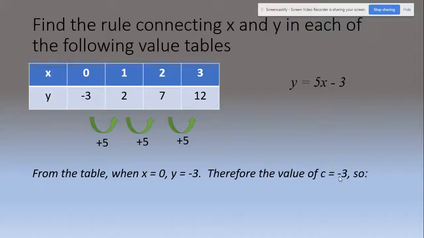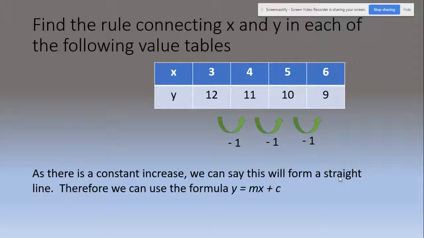Let me show you a little bit of a different one. In this one, there's a constant increase here. So you can see 3, 4, 5, 6. And we've got 12, 11, 10. So it's going down by 1 each time. As there's a constant change, we can say this will form a straight line. And we can use the formula y equals mx plus c.